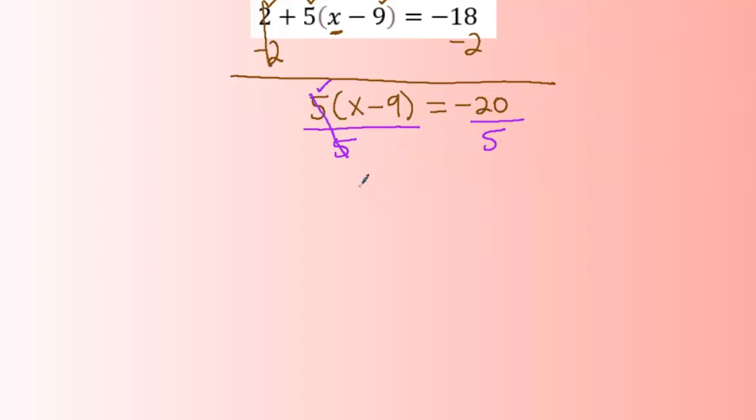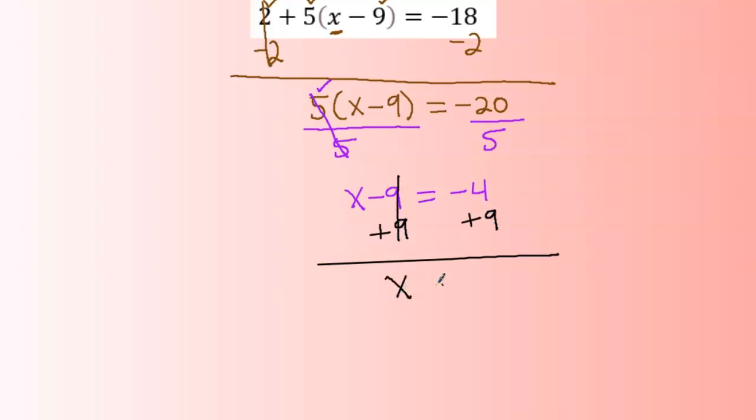This turns into 1. That means it basically goes away, and we got this. Negative 20 divided by 5 will give us negative 4. And then from here, the last task that we have to do is get rid of the negative 9. We are going to add to make it 0. So we add here 9 and we add here 9. And this goes away, becomes 0. Our x is isolated, that's our intention.